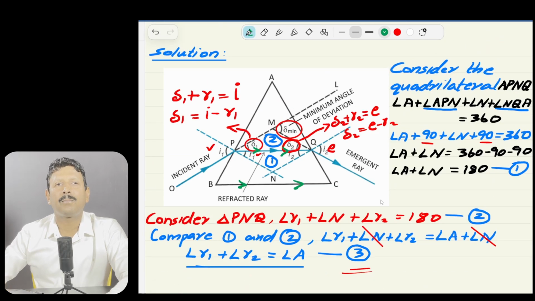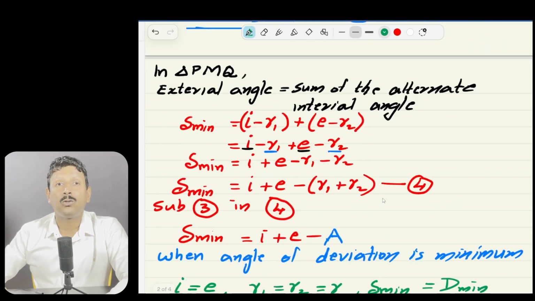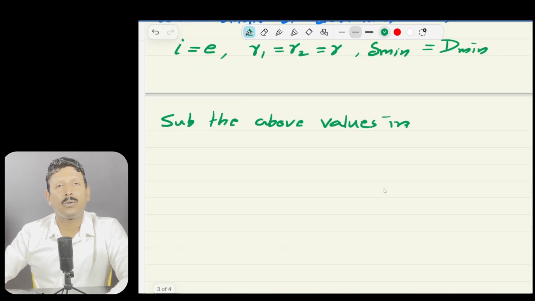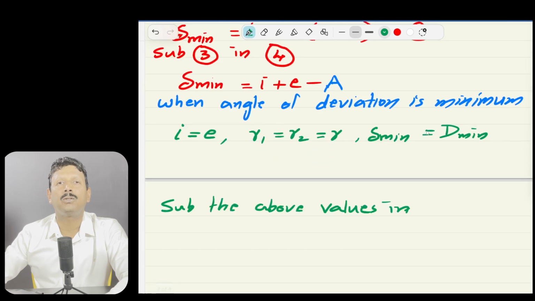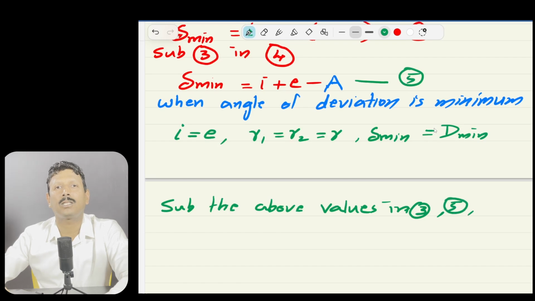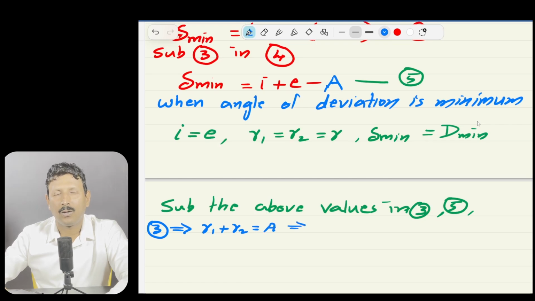Now we proceed. We are going to substitute these values: I is equal to E, R1 is equal to R2 is equal to R, and delta minimum is replaced by D minimum. We are going to substitute in 3 places, in equations number 3 and 5. So first let me write 3. Equation number 3 is R1 plus R2 is equal to A. It is an angle symbol, if you want you can maintain it.